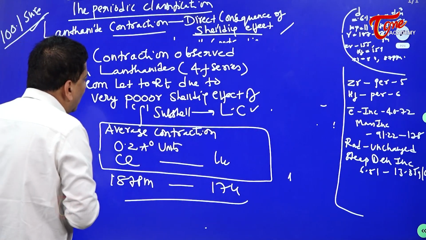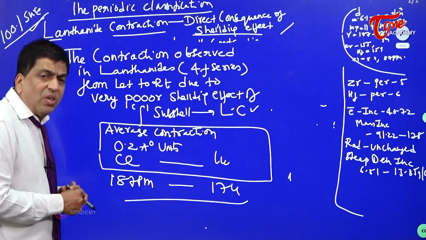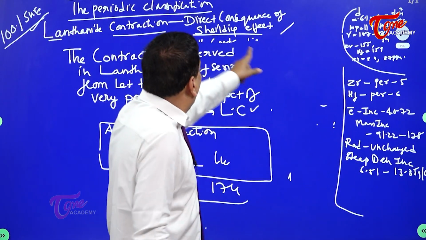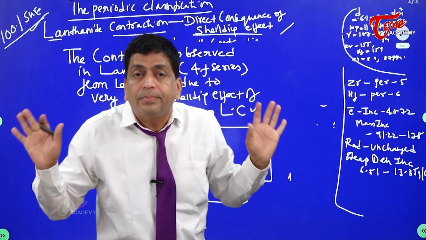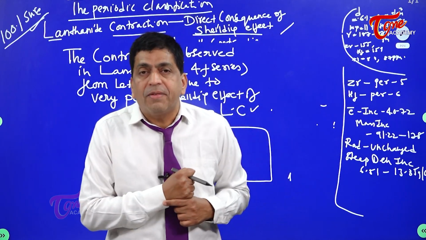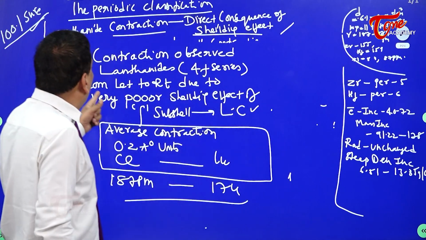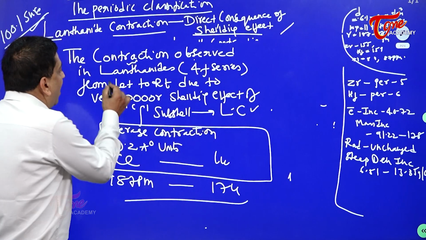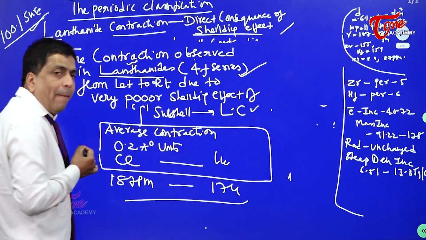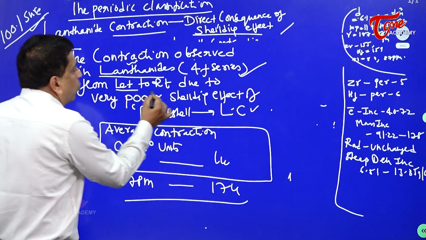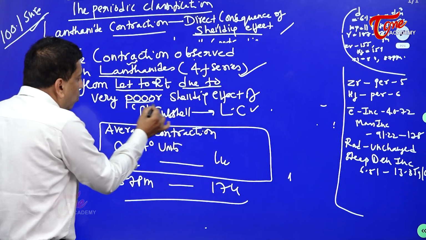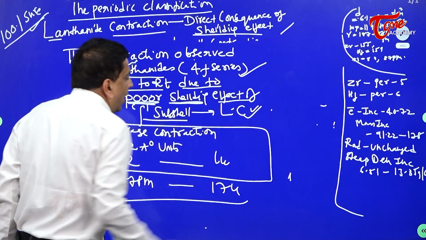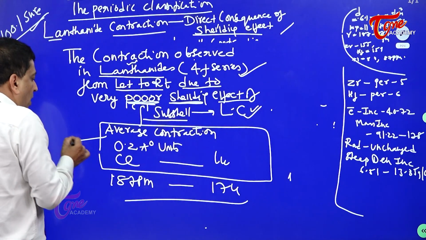If that is the case, then what are its consequences? You're not discounting because you have a lot of consequences, right? And the consequences are nothing but the applications which you're supposed to get in the exam. This is what I'm writing. The contraction observed in lanthanides, that is the 4F series, from left to right due to poor shielding effect of F subshell is called what? Lanthanide contraction.